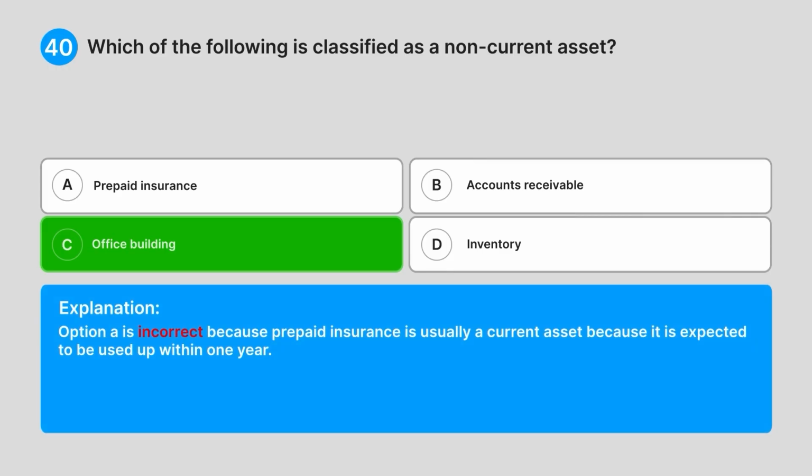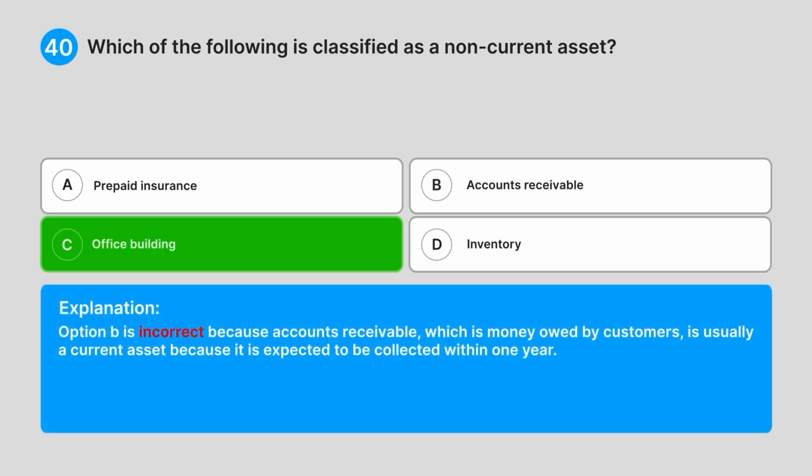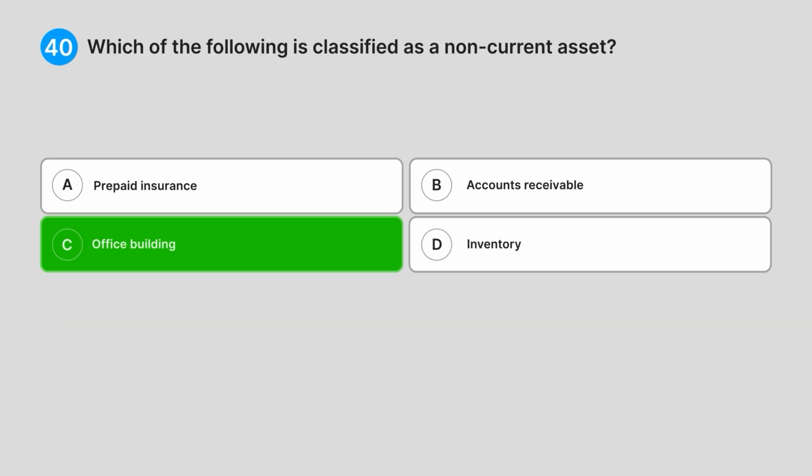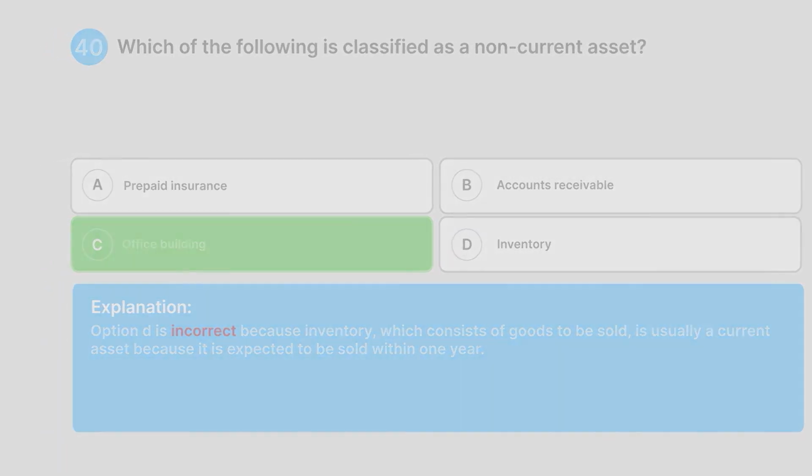Option A is incorrect because prepaid insurance is usually a current asset because it is expected to be used up within 1 year. Option B is incorrect because accounts receivable, which is money owed by customers, is usually a current asset because it is expected to be collected within 1 year. Option D is incorrect because inventory, which consists of goods to be sold, is usually a current asset because it is expected to be sold within 1 year.